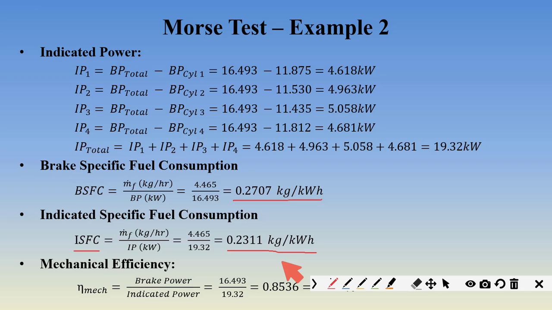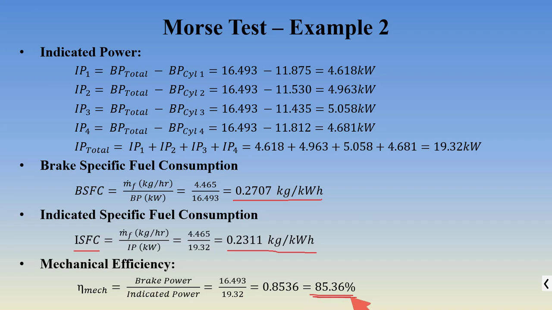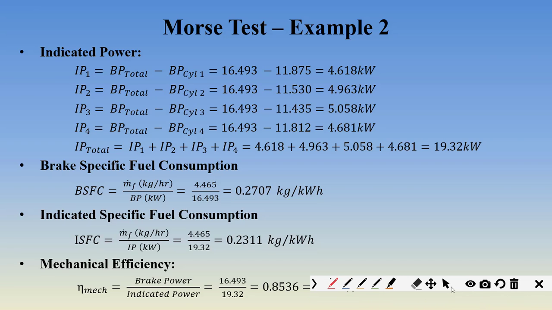And the last thing that they have asked us to find is the mechanical efficiency. So mechanical efficiency is what? Brake power upon indicated power. Substituting the values, we get 85.36%. So see, overall these sums are not that difficult.